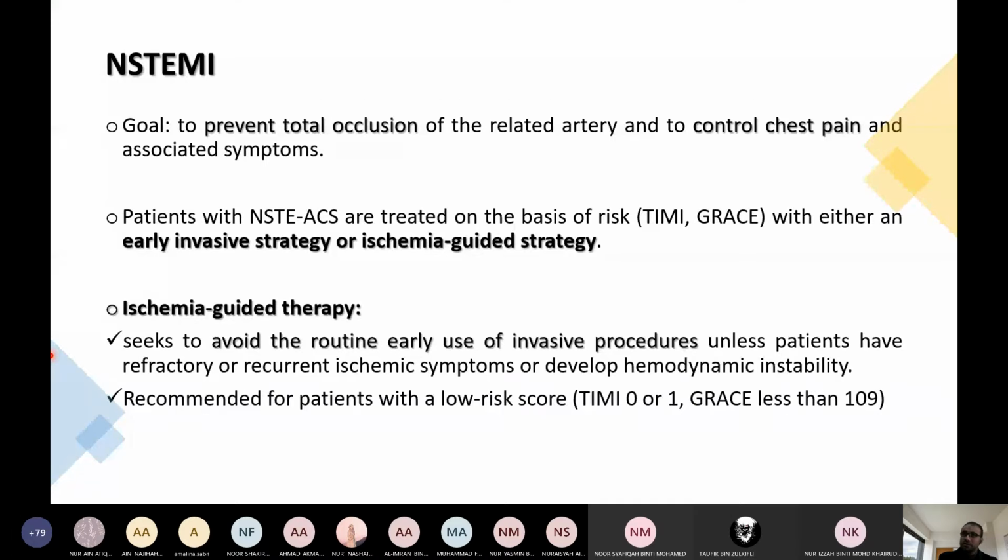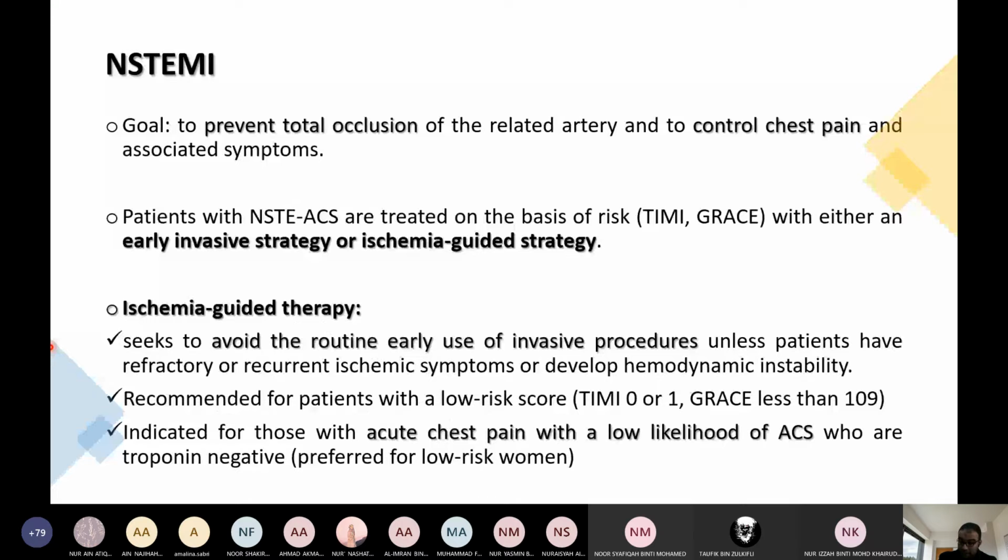This is recommended for patients with low risk. Low risk means TIMI 0 or 1, GRACE 109 or less. It is indicated for patients with acute chest pain with low likelihood of ACS. If the chest pain may be overlapping with other medical conditions and ACS is not confirmed, of course a more conservative approach will be to focus on the medication rather than exposing the patient to an invasive procedure from which they most likely will not benefit.